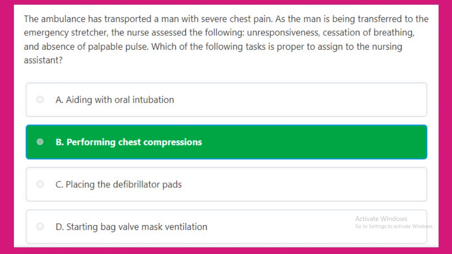Performing the chest compressions can be done by the UAP because this is basic life support, right? And all of the healthcare professionals are trained to perform the basic life support, right? So a UAP has the necessary training and skill for doing the chest compressions, and hence this task can safely be assigned to the UAP.